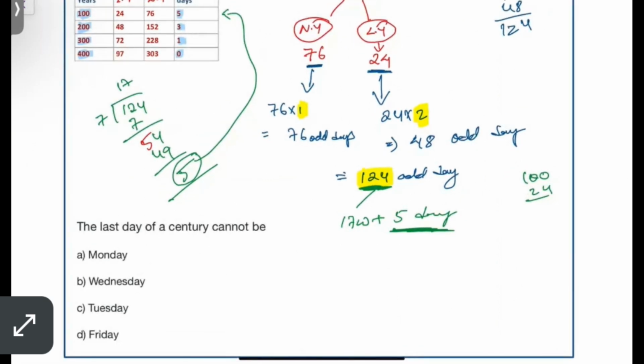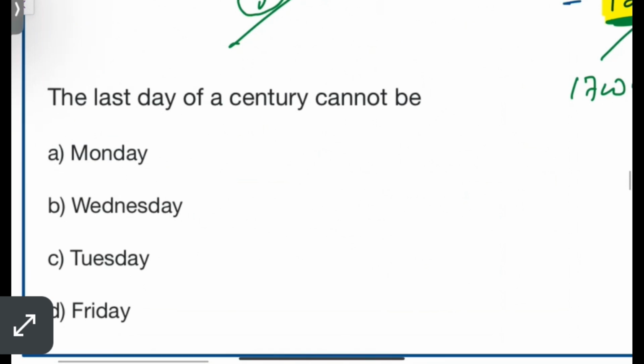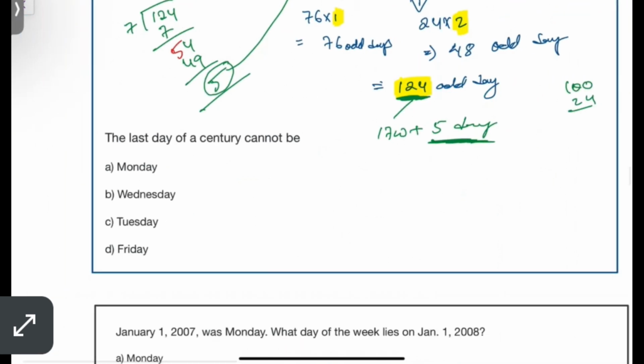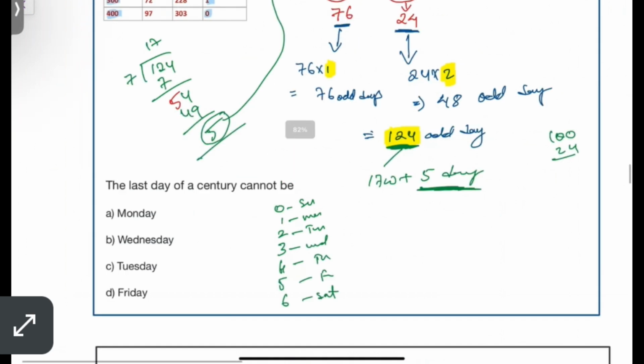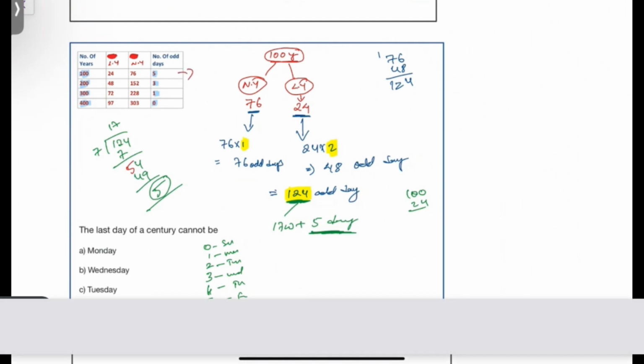I'll tell you one thing here regarding this one. This question, last day of the century cannot be. So what we have learned is, I'll just write 0, 1, 2, 3, 4, 5, 6. So this is Sunday, this is Monday, this is Tuesday, this is Wednesday, this is Thursday, this is Friday, this is Saturday. So according to the week code, 5 represents how much? 5 here represents Friday.